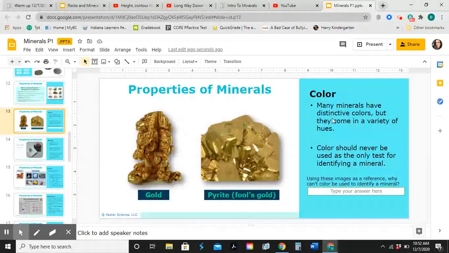Color. Many minerals have distinctive colors, but they come in a variety of hues or shades. Colors should never be used as the only test for identifying a mineral. Using these images as a reference, why can't color be used to identify a mineral? So here is gold, and then here's pyrite, which is also fool's gold. You see how they both look gold, but they're actually two different minerals? Can you please tell me why color should not be used?